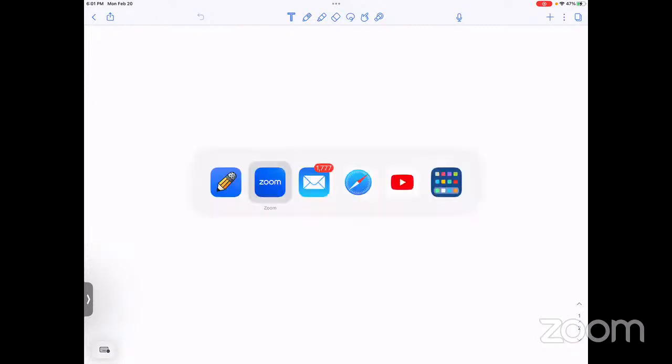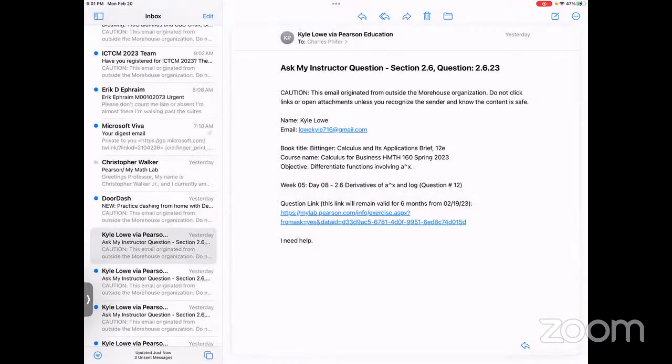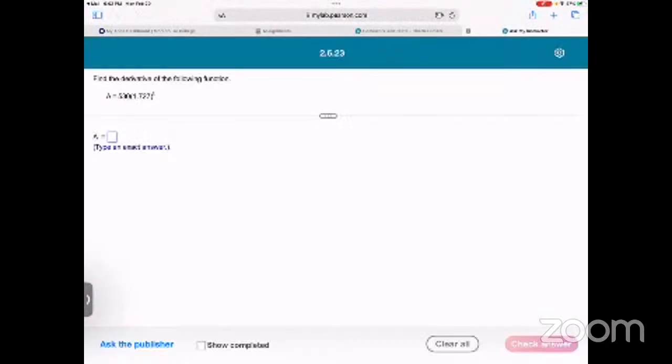Let me start by pulling up this question from the student. Okay, so find the derivative of this function, right? Let me get a copy of this. All right, let's zoom in. Okay, this comes from section 2.6.